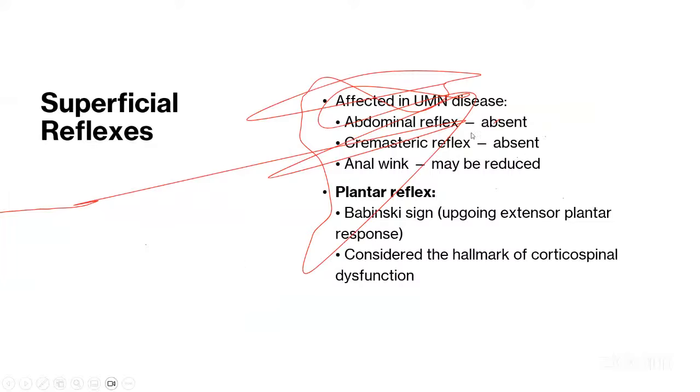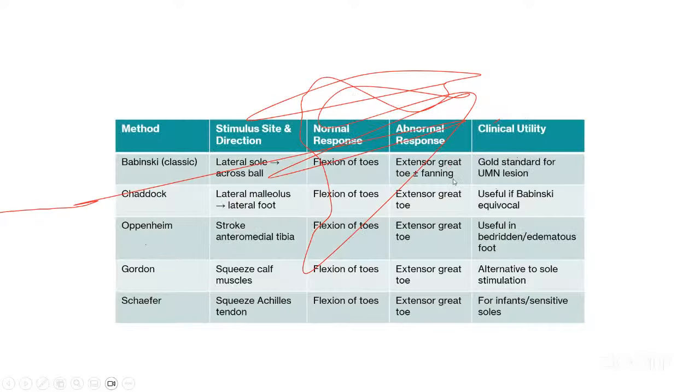Next, going into the superficial reflexes, in abdominal reflex, cremasteric reflex will be absent. Anal wink may be reduced. Next, plantar reflex, Babinski sign, upgoing extensor plantar response, is considered a hallmark for corticospinal dysfunction.